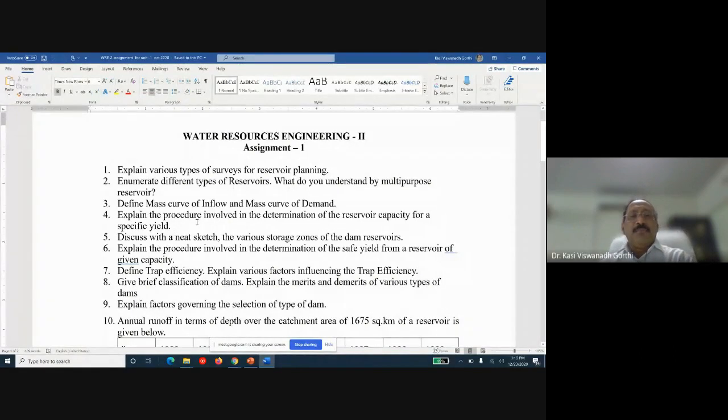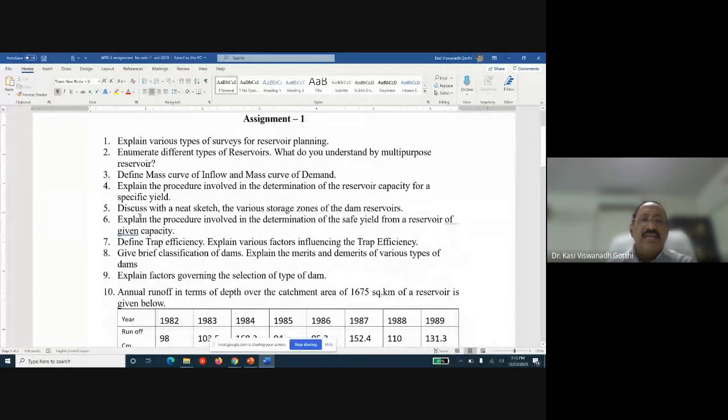Next, mass curve of inflow, mass curve of demand. Then explain the procedure involved in the determination of the reservoir capacity for a specific yield. Draw with a neat sketch various storage zones of a dam reservoir and explain the procedure involved in the determination of the safe yield from a reservoir of given capacity. So we have shown for all these 4-5 questions, from question number 3 to question number 6, completely on mass curve.